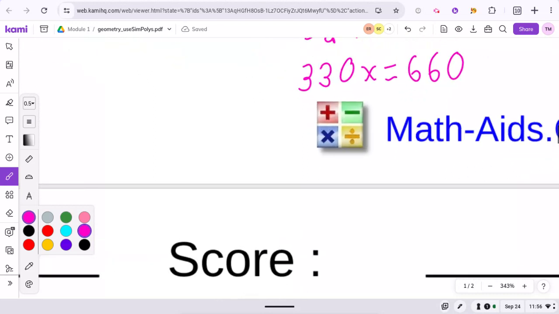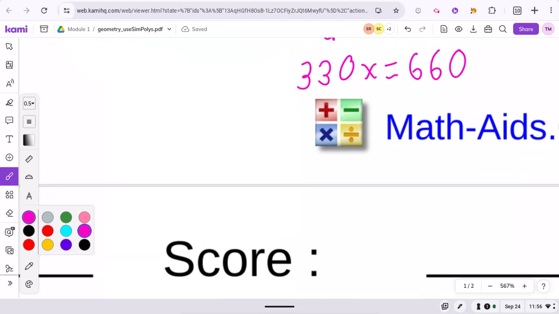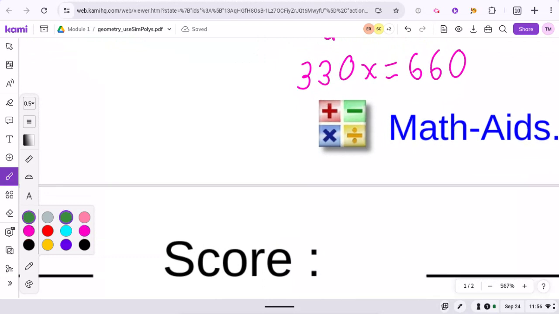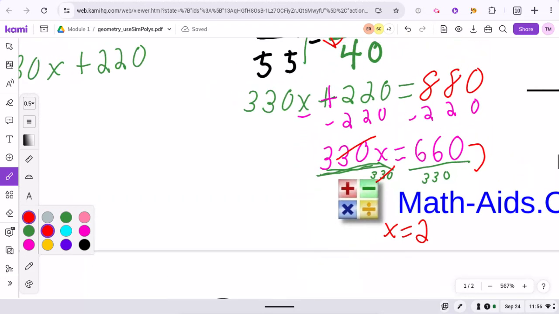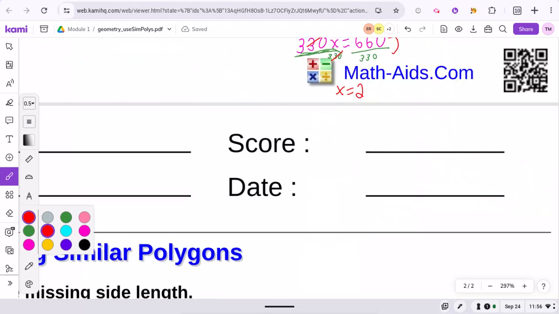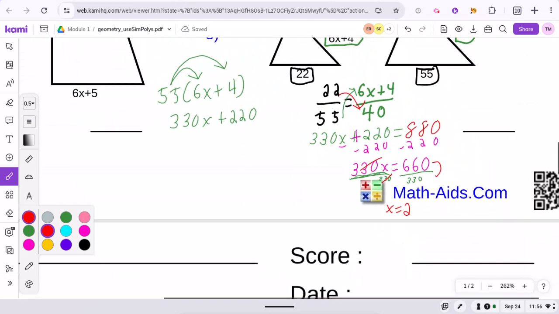And then the final step here would be to get rid of the 330 times x. So I would divide by 330 on both sides. Divide by 330, divide by 330. These two cancel. You're left with x equals 660 divided by 330, which would give me 2. So x would equal 2 for question number 8.